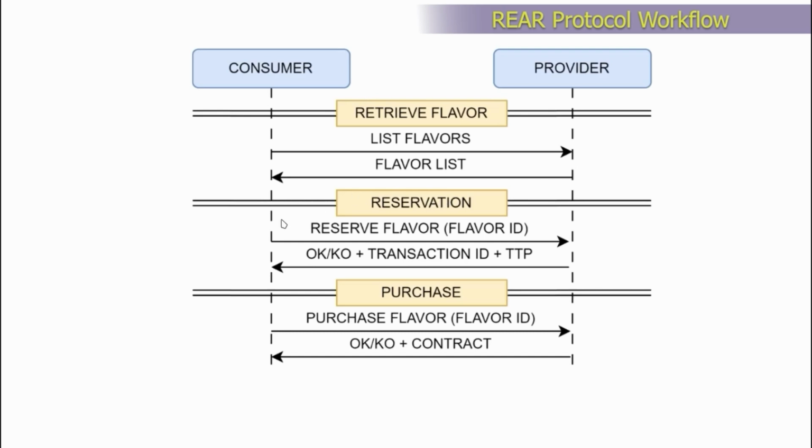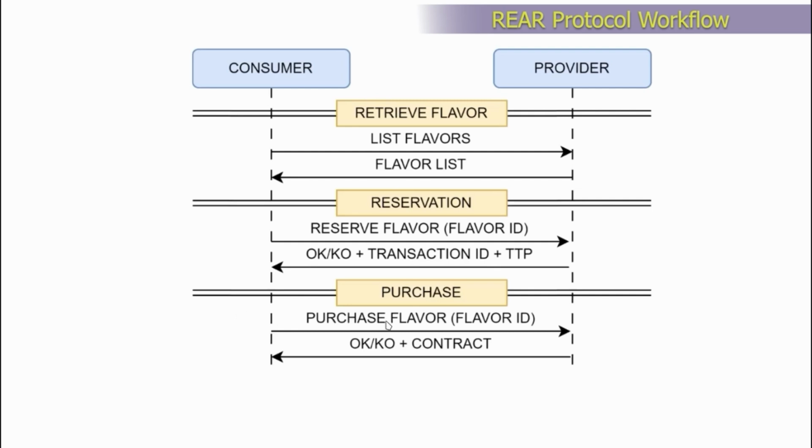If the flavor is still available, the provider creates a transaction object which maps the flavor with the entities involved, the consumer and the provider. It also sends back a timer, TTP, which stands for time to purchase, within which the consumer needs to confirm and finalize the payment. This is when the consumer enters the final purchase flavor phase, where the consumer can confirm the payment by sending the purchase flavor message.